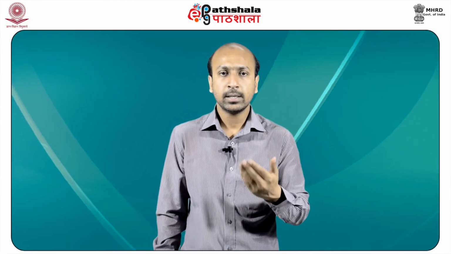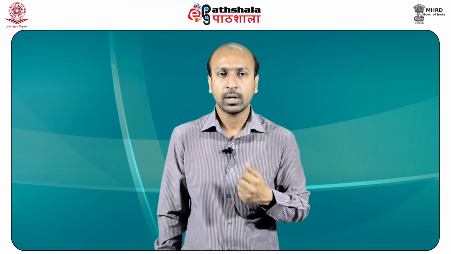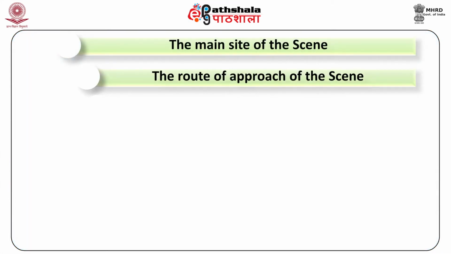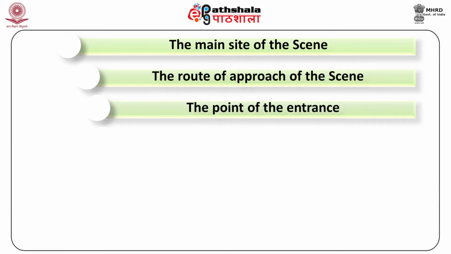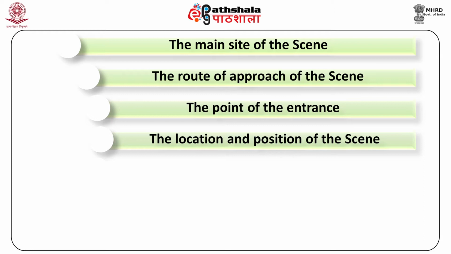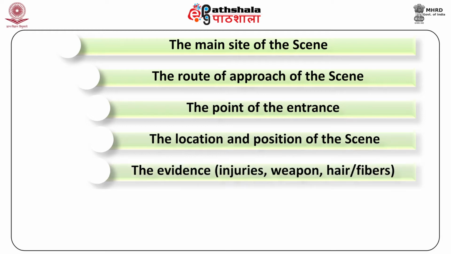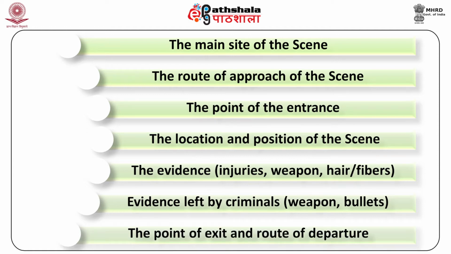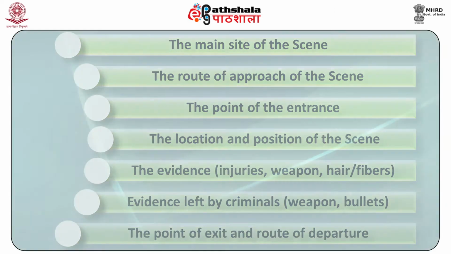Now, the following items of the scene of crime should be photographed: the main site of the scene, then the route of approach of the scene, then the point of entrance, and then the location and position of the scene, then the evidences like injuries, weapon, hair or fibers. Next, the evidence left by the criminals like weapon or bullets. Then we should photograph the point of exit and route of departure.